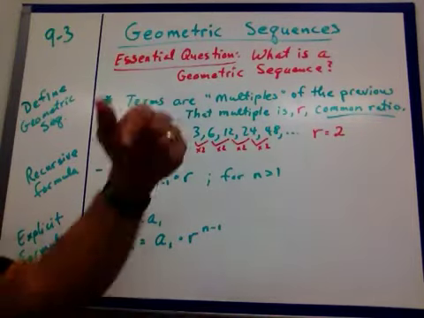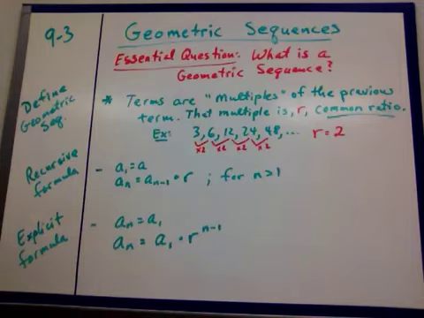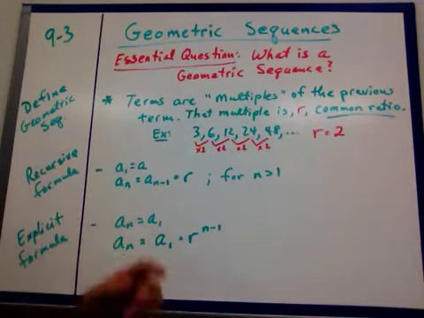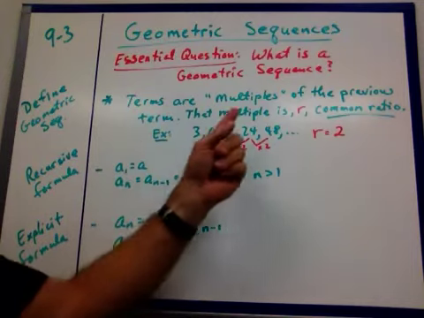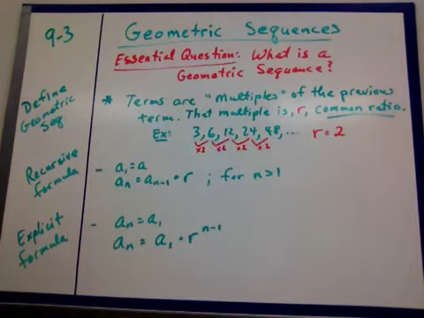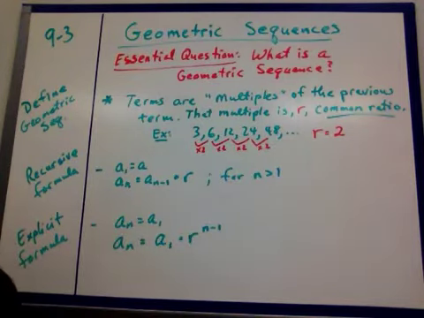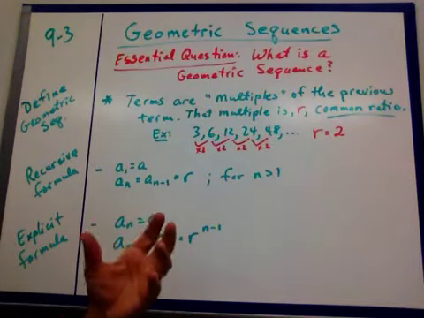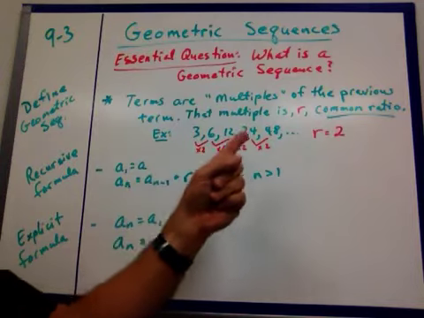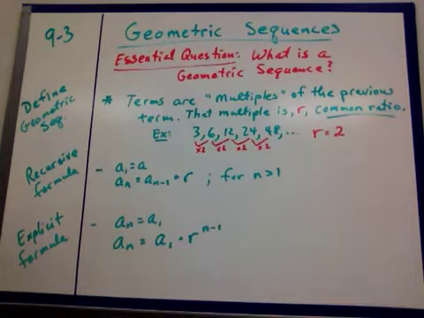9.3, geometric sequences. The essential question here is, what is a geometric sequence? By definition, the terms are multiples of the previous term, and that multiple is R, called a common ratio. The arithmetic sequences we just did, you added a common term each time. Now we're multiplying by a common term.